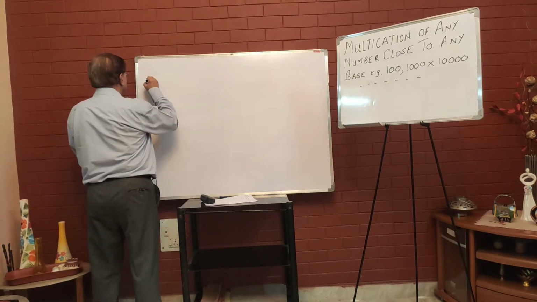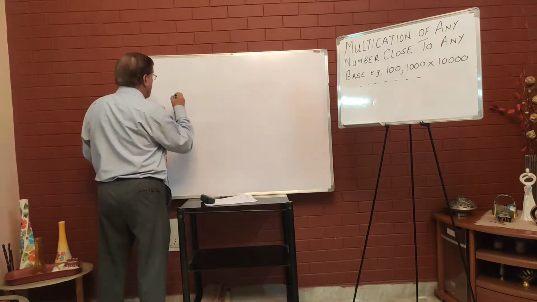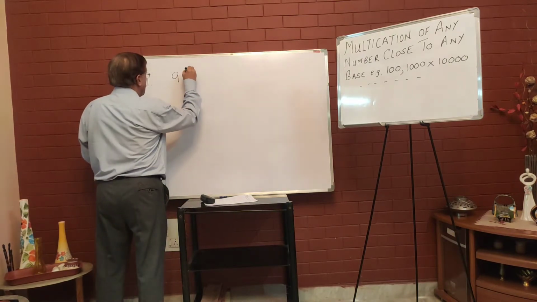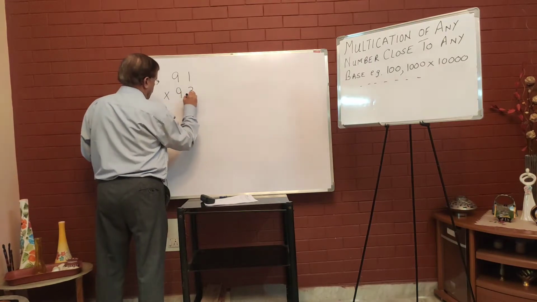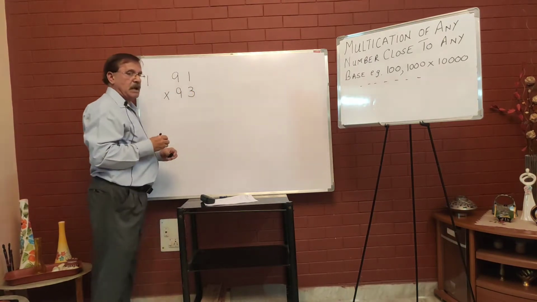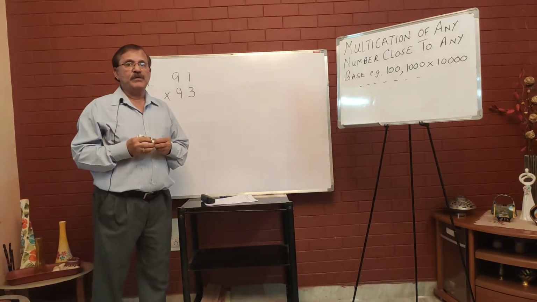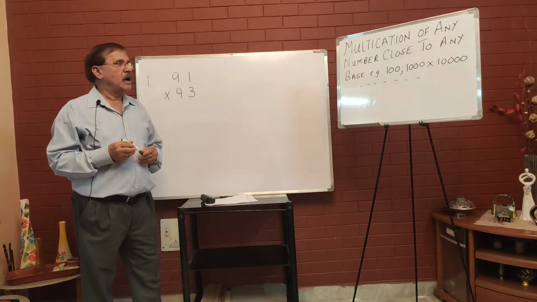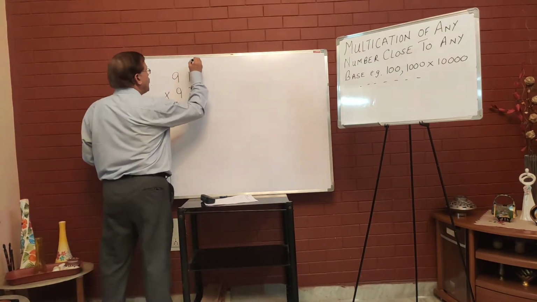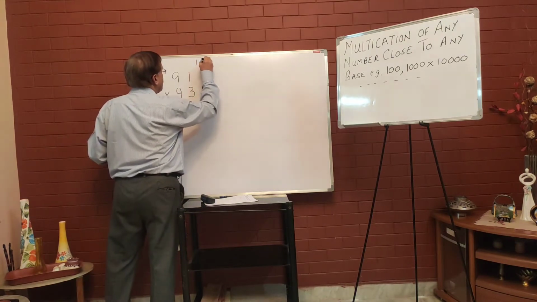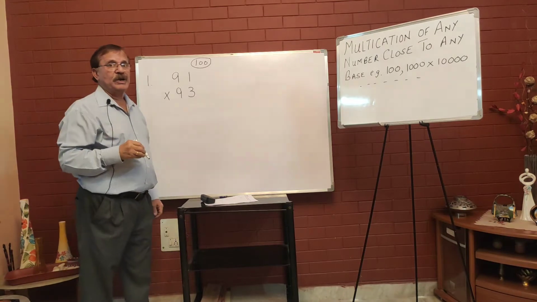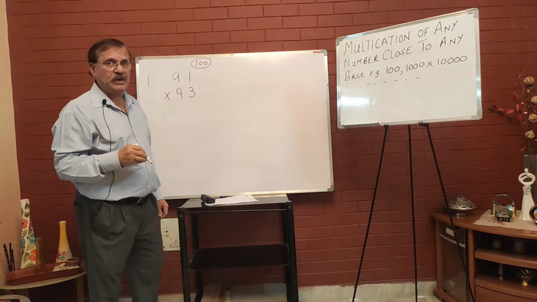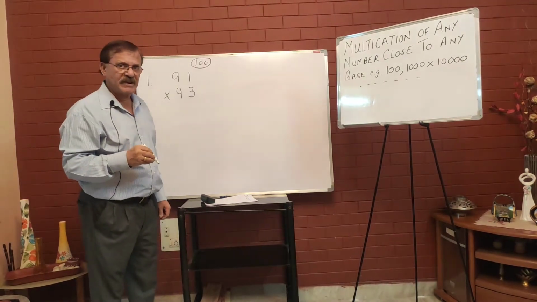Number 1, 91 multiplied by 93. 91 multiplied by 93. Now if you see, both these numbers are close to base 100 here, and 100 has two zeros. Now these two zeros have a lot of significance.